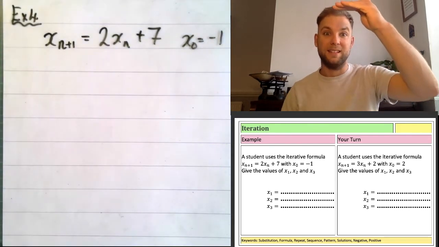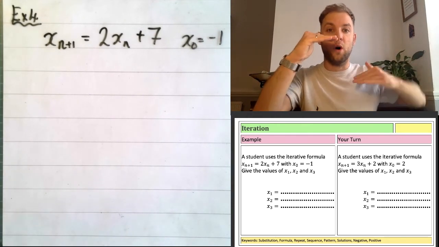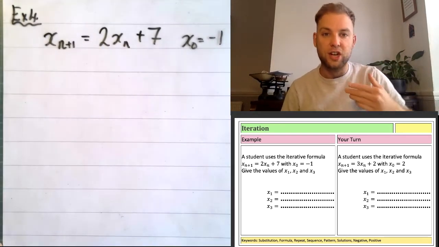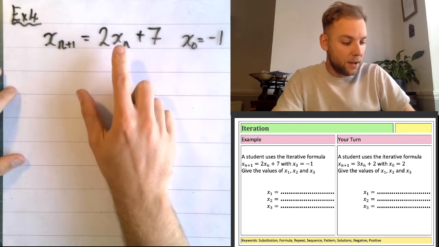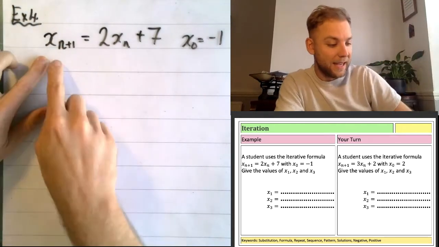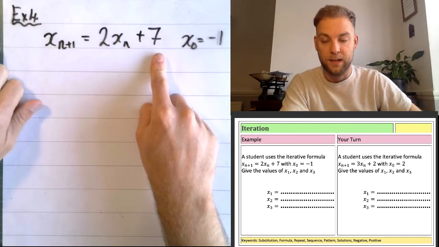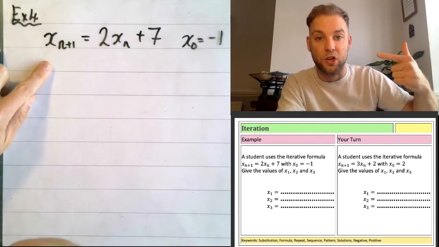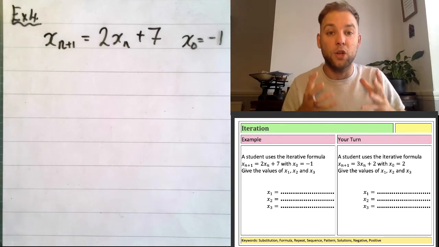Now the way we think about this is just like sequences, okay? So x of n is one term, x of n plus 1 is the next term. X of n plus 2 would be the term after that. But because it's just a generic term, it's just saying that the previous term, that's what this means here, the next term, this one, x of n plus 1, like I said, the next term, is equal to 2 times by the previous term plus 7. Okay, that's what all of this means. My next term is equal to 2 times by my previous term plus 7. Now, with iteration, they always give you a starting point.